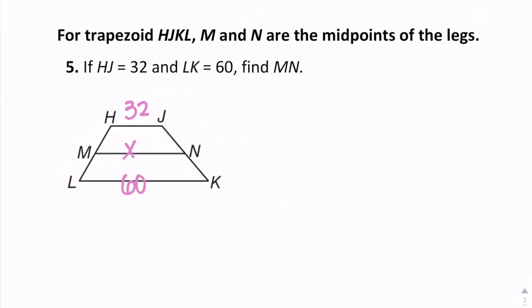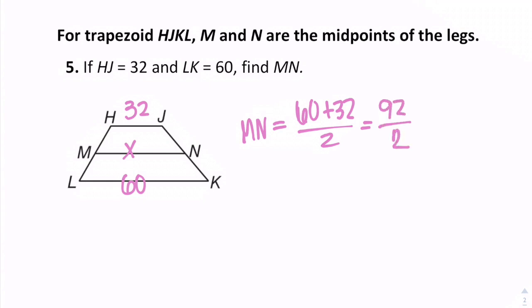All right, well, it says MN are the midpoints, meaning MN is a mid-segment. So I know the mid-segment means MN is equal to 1/2 of, or I kind of like to do it the average way. It doesn't matter. 60 plus 32 over 2, which is 92 over 2, which is 46. Okay, that's my answer for that.